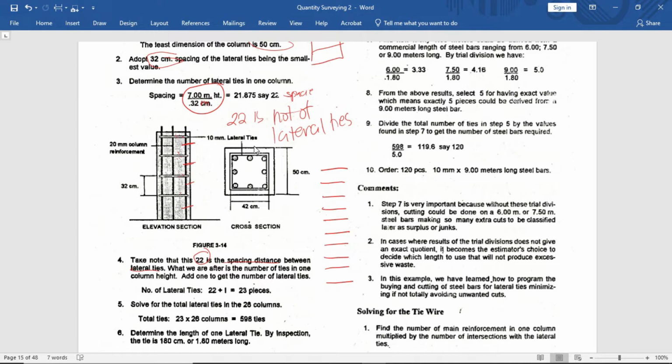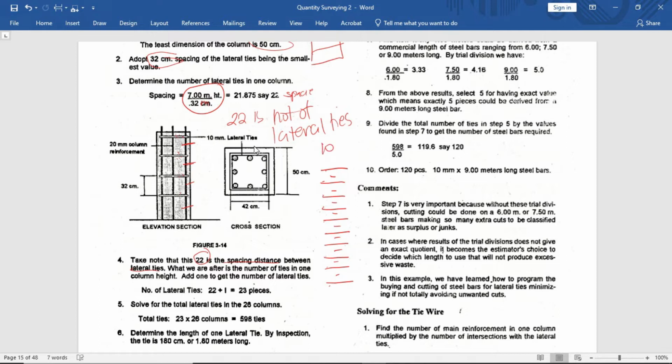Ayan. Ito, for example. Bilangin natin yung spacing distance. 1, 2, 3, 4, 5, 6, 7, 8, 9. So, there are 9 spacing distances. But mag-add tayo ng 1. Since it is 9, by direct counting lang 'to ha. So, 1, 2, 3, 4, 5, 6, 7, 8, 9, 10. So, there are 10 lateral ties.